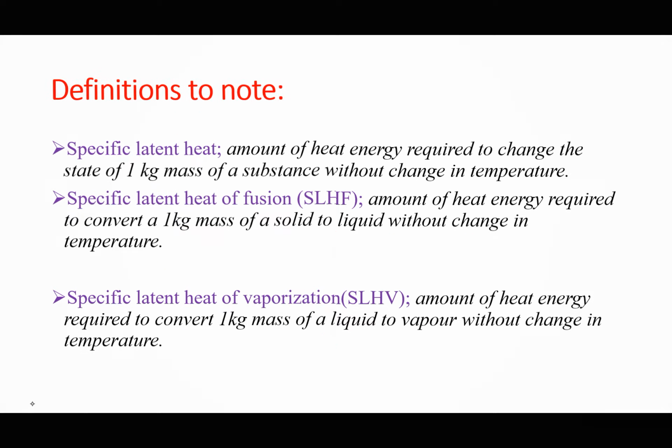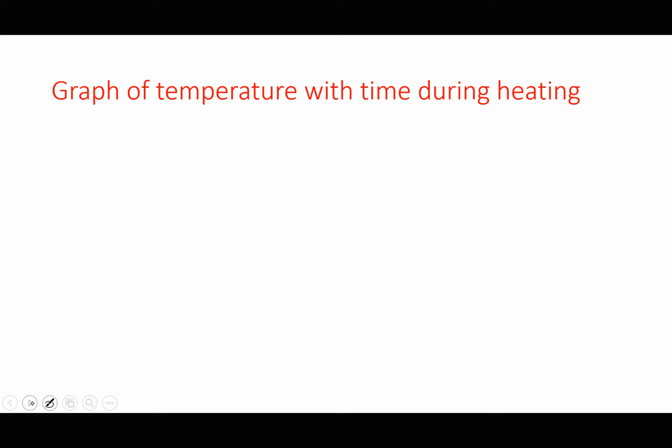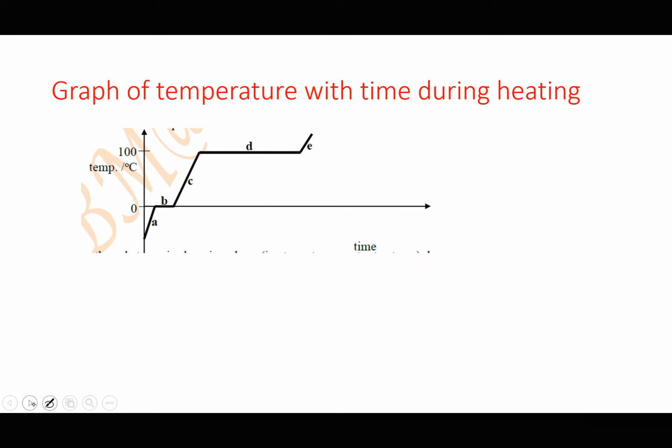So let's see how we can summarize all this by looking at a simple graph, a graph of temperature against time during heating. We are going to consider heating a solid such as ice. When we start heating, ice exists at a temperature less than 0 degrees Celsius, sometimes even negative 10 degrees Celsius. So let's begin by heating ice. We are starting with ice, which is a solid, and we are applying heat.